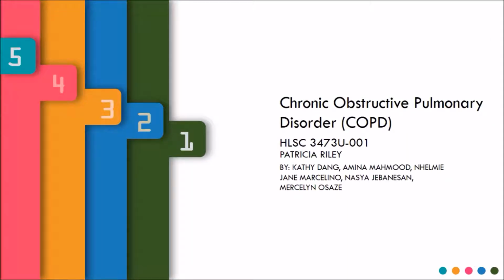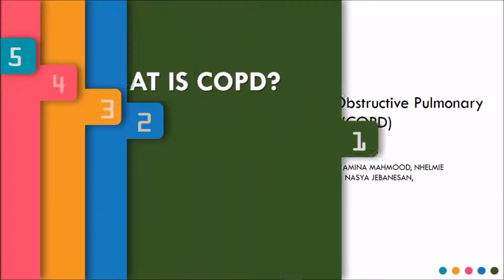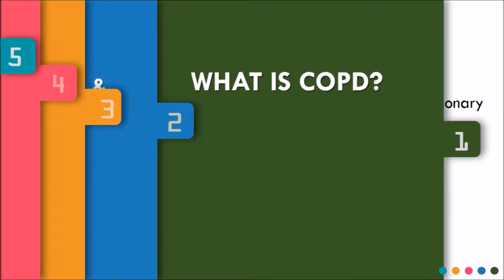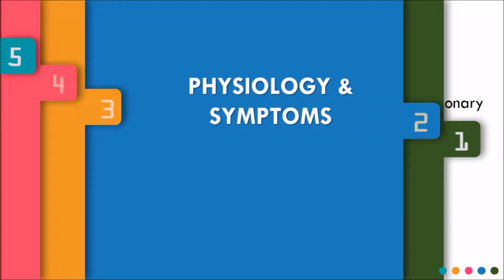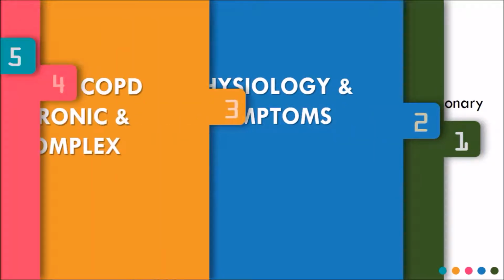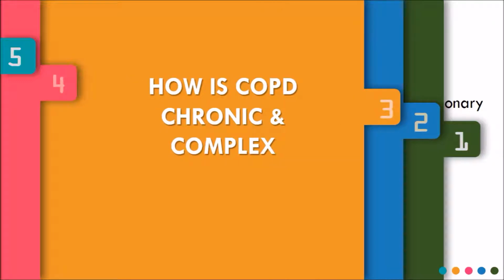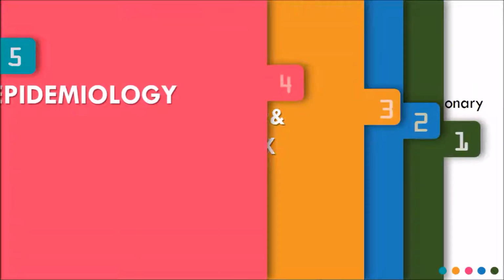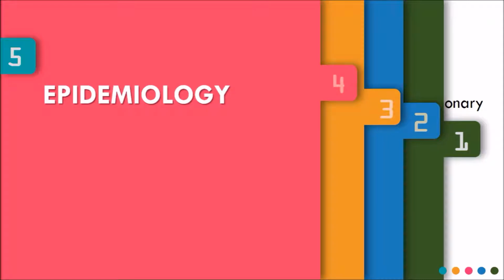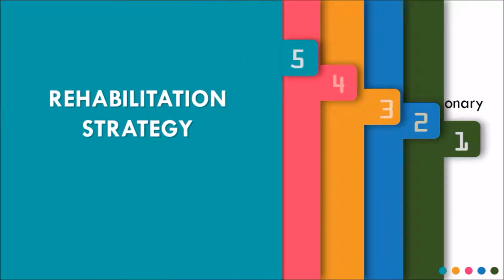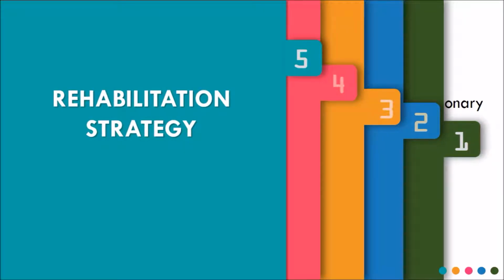Everyone, today we'll be discussing the chronic disease chronic obstructive pulmonary disorder, also known as COPD. We will discuss what it is and then later go into detail regarding the physiology and symptoms behind COPD. We will then discuss why it is considered a chronic disease and why it's complex, and then later discuss the epidemiology behind COPD. And lastly, we'll talk about the steps taken in the rehabilitation strategy.